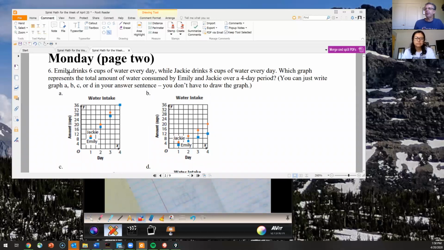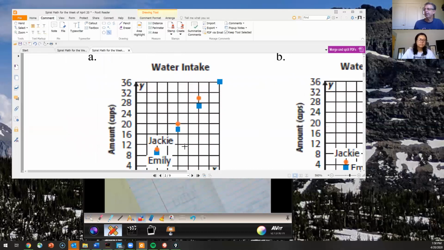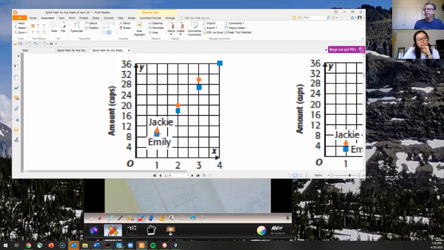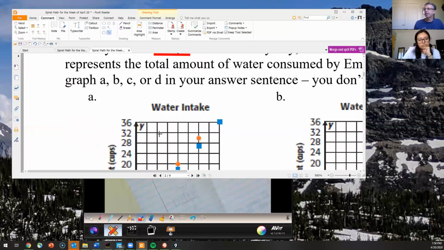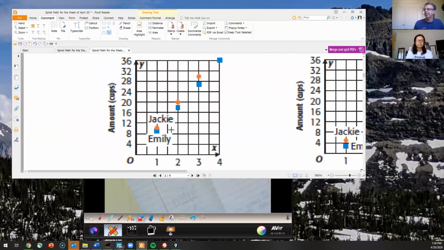So it says Emily drinks 6 cups of water every day, and Jackie drinks 8 cups of water every day. So what we should basically start with is to see, all right, this one, because it should be like 6 and 8. Let me look at this a little bit more to zoom in on it. This is day 1. Emily's not starting off at 6, and that's where it should be. It looks like it's starting off at 8, so I don't think this one makes the most sense yet.